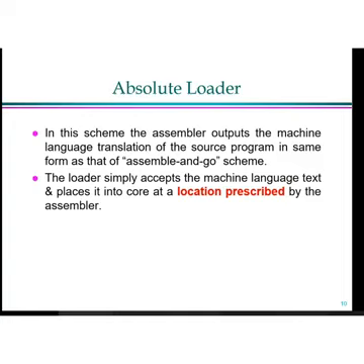So can you guess what will be the drawback of this? As a programmer, I'm saying my program should be loaded from 100 onwards in main memory. So what will the absolute loader do? It will load from 100 onwards only. So what is the drawback? Can you think?